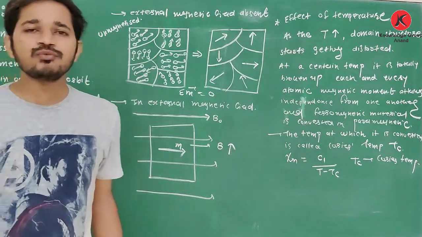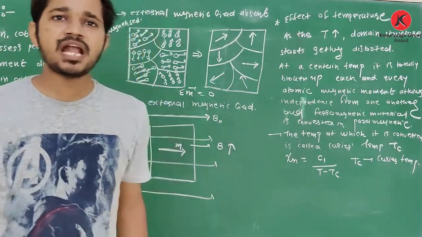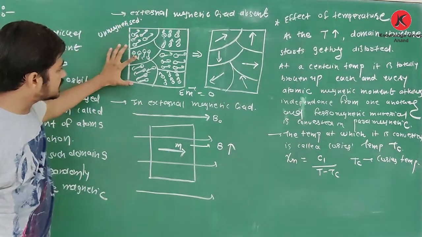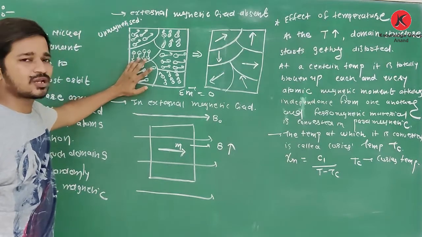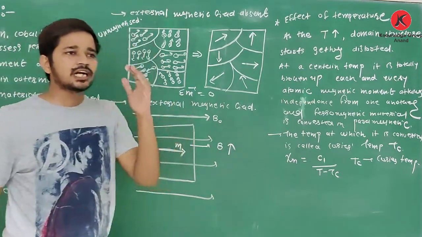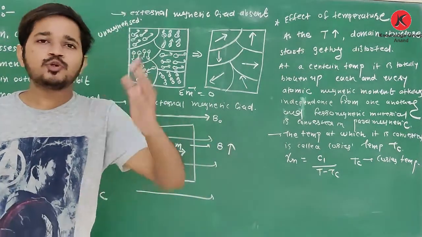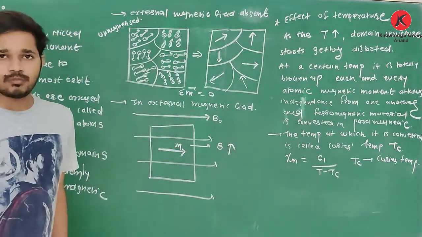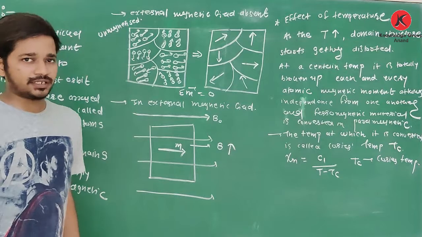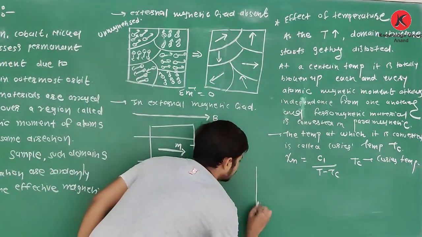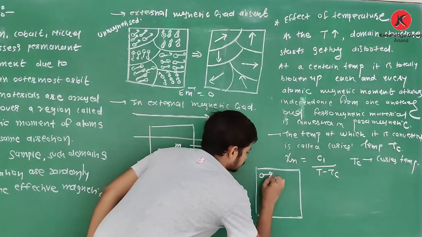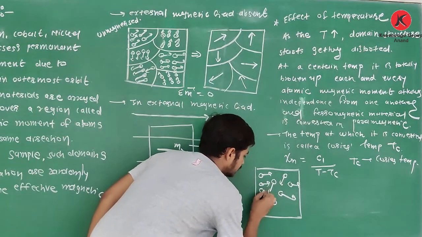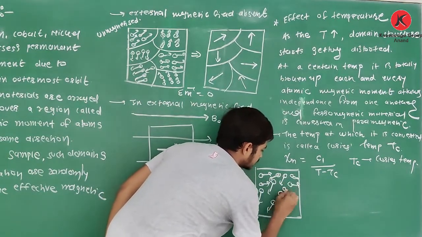every atom will have its magnetic moment in a random direction, independent of region. See, in this region they have the same direction, in this region they have the same direction, but when temperature increases up to a certain temperature, each and every atom's magnetic moment will become independent. Like this. In random direction. Okay? In random direction. Like this.